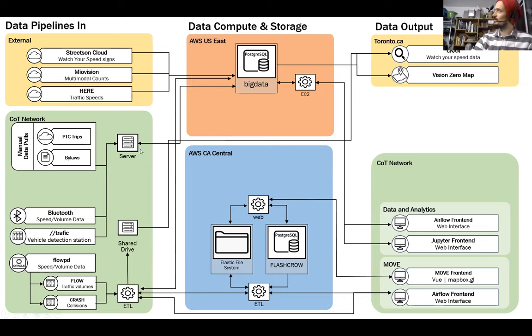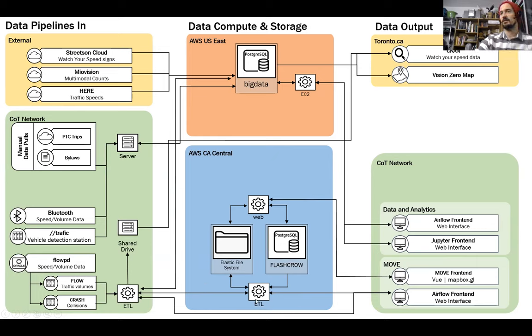We use on-prem servers running Airflow or the Windows Task Scheduler to pull in data from our on-prem sources. And then we use a cloud server running Airflow to pull data sources from outside of the city, and then store that into our Postgres database. From that database, it goes to the open data platform. And also, I don't know if you've ever seen it, there's a Vision Zero map and dashboard, and we're responsible for a number of the data sets that go into that.